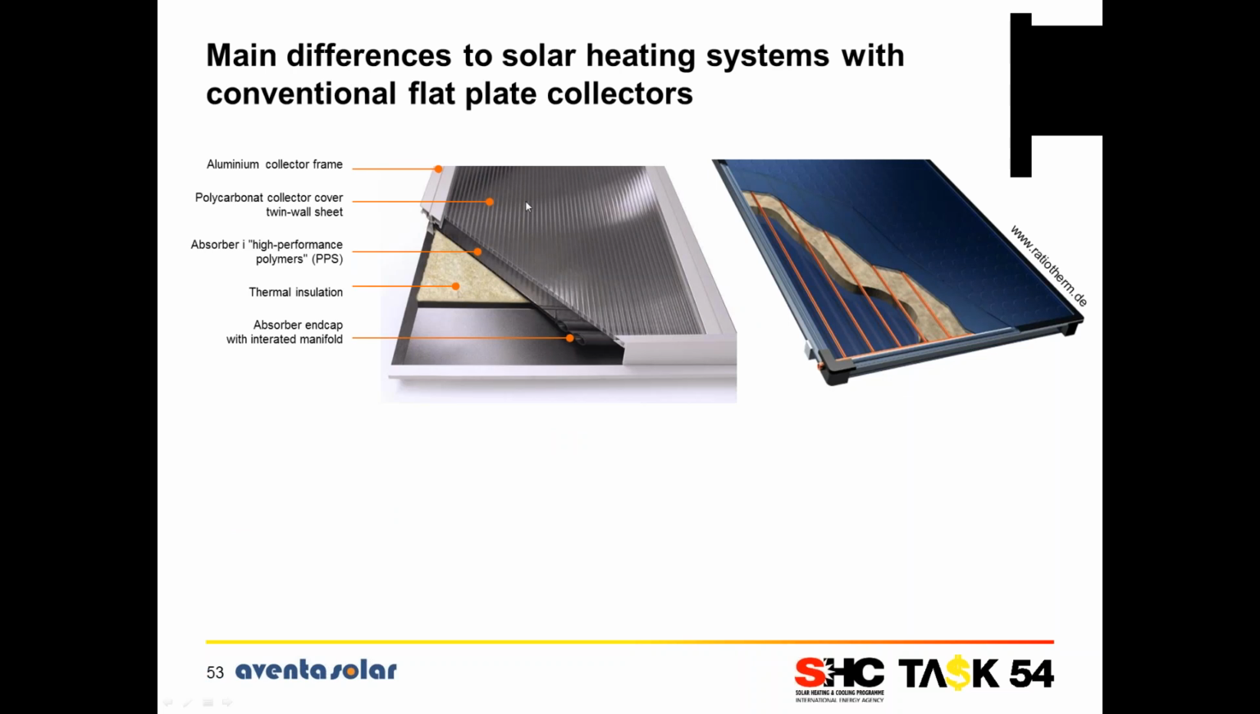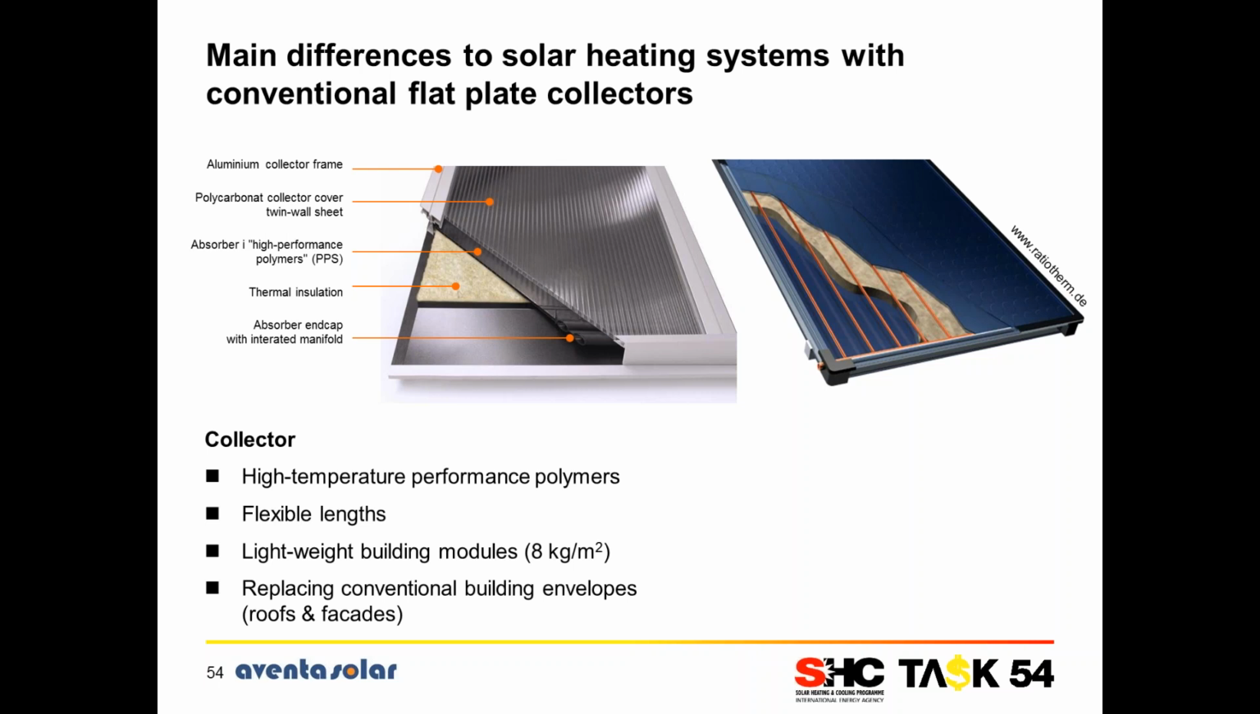What are the main characteristics of polymeric collector systems compared to systems with conventional flat plate collectors of metal and glass? You see here an example of a conventional collector on the right-hand side. The core of a collector where polymers are used consists of the glazing and the absorber. In particular, for the absorber, a high temperature performance polymer is used. The advantage of using polymeric materials is that it can be, in this case, provided in flexible lengths. The design provides lightweight modules.